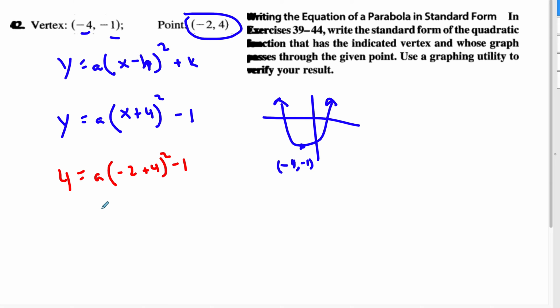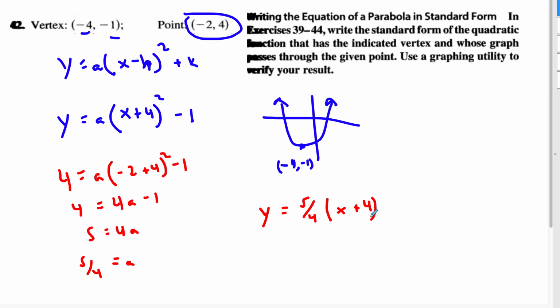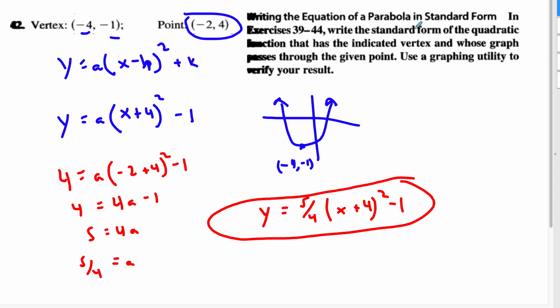Order of operations, folks. The squared is kind of important. Negative 2 plus 4 is 2 squared is 4. So this is 4a minus 1 equals 4. Add 1. Divide by 4. A is equal to 5/4. If that bugs you, write 1.1 or write 1.25. But this works too. And thou art done with what they call standard form. Remember, I prefer vertex, but whatever, right?